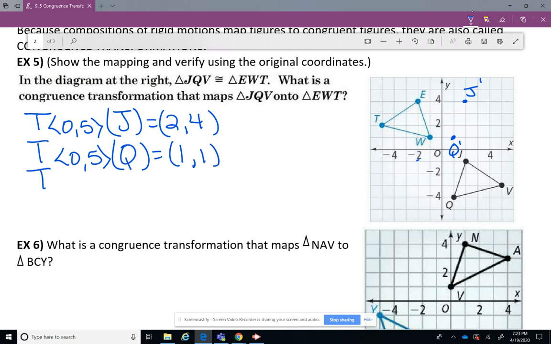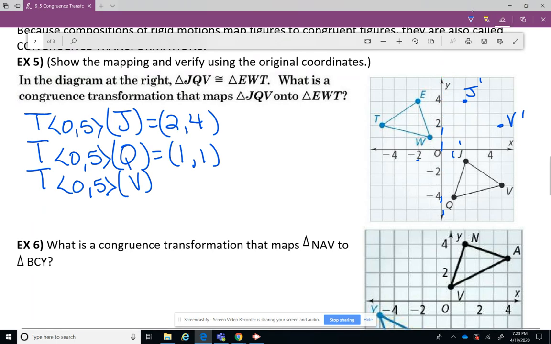All right, let's translate V, 5 units up. All right, so that's 2, 4, 5. So this is V prime. This is what we have at first. All right, now if you look at it, this is going to be an easy reflection. Q prime onto W, J prime onto E, and V prime onto T. So that's going to be your reflection over the y-axis. Okay, I know I just erased all that, but you see it. So let's go write that now.